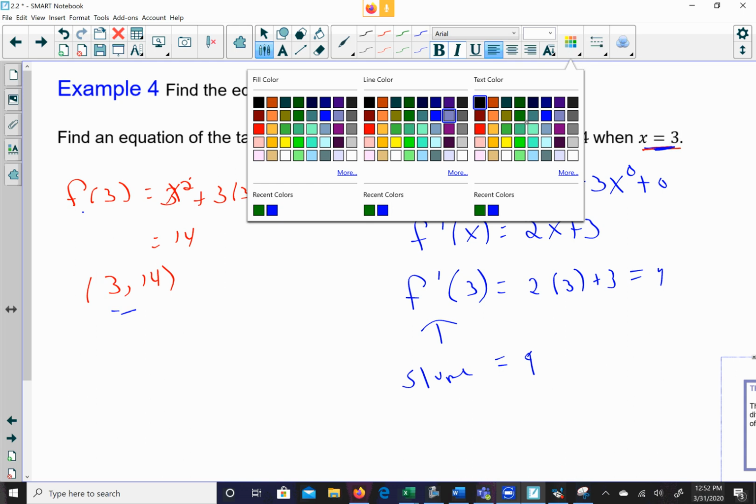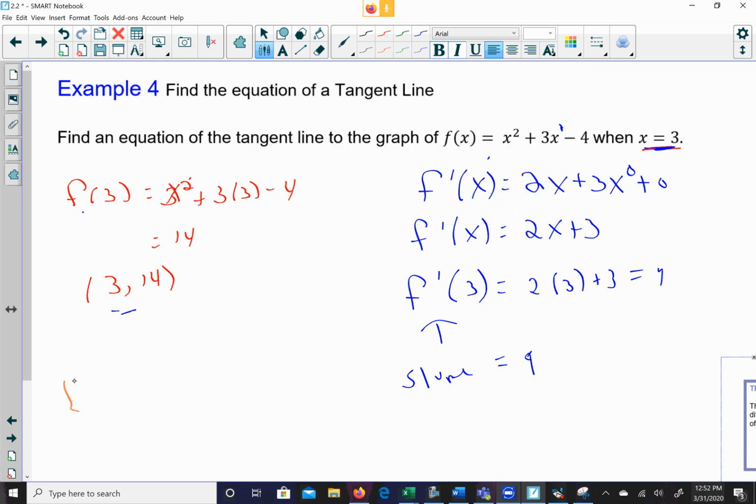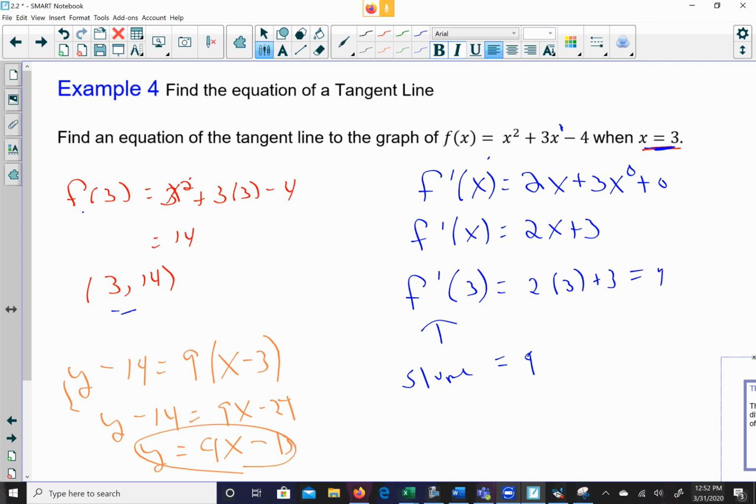Now, I'm a point slope person, so I'm going to use point slope. And I'm going to say y minus the y coordinate is equal to my slope, which is 9, times x minus the x coordinate. And when I simplify that, I'm going to get y minus 14 is equal to 9x minus 27. Oopsie, that's 27. So y is equal to 9x minus 13. And that is the equation of my tangent line.